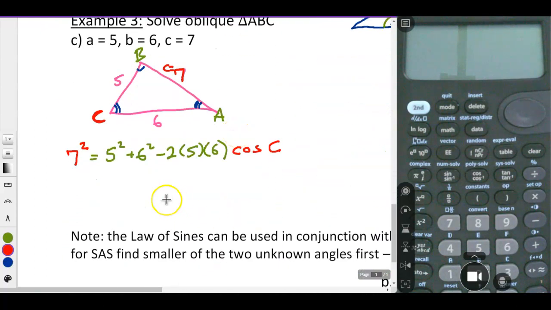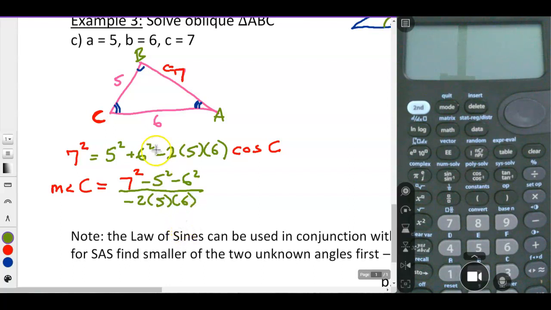I am okay personally if you just skip to this and say, alright, the measure of angle C is going to equal this whole thing. 7 squared, and then you would subtract 5 squared on both sides, subtract 6 squared on both sides, and then you would divide by -2 times 5 times 6. If you're comfortable with that, I'm okay with it as well.